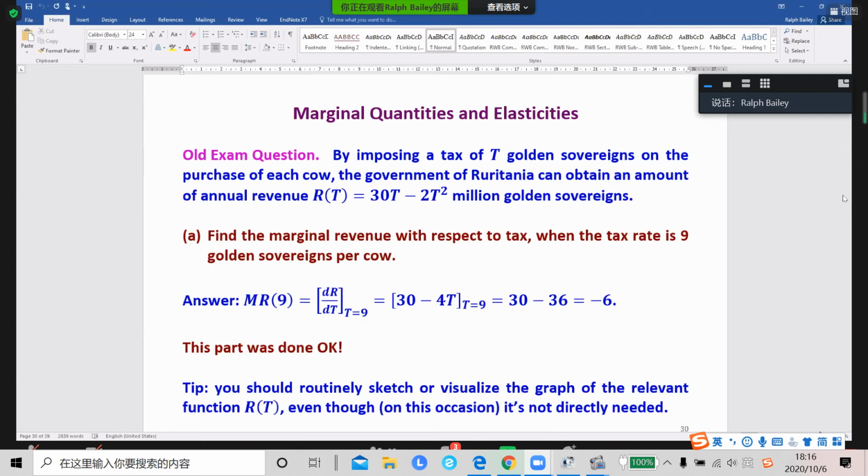Right, so much for reading the question. What's the question say? Find the marginal revenue with respect to tax. Well, that's pretty straightforward. When the tax rate is 9 golden sovereigns per cow. Well, everyone could differentiate. They got 30 minus 40, plug in your value of 9. The answer is minus 6. Okay.